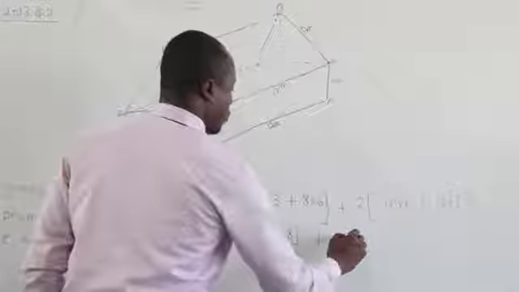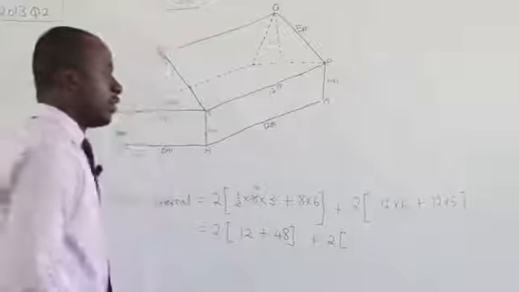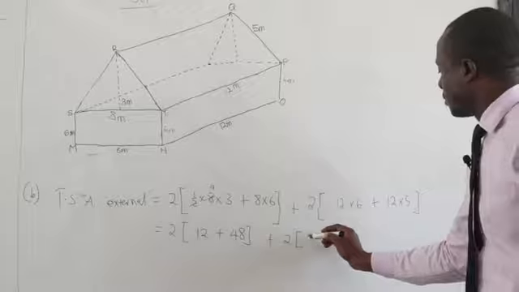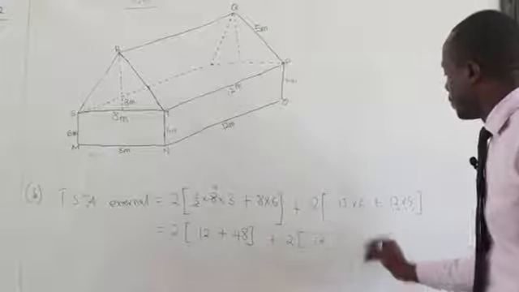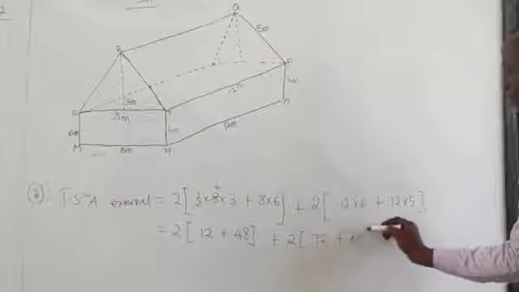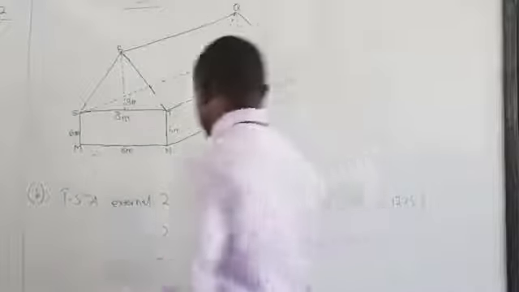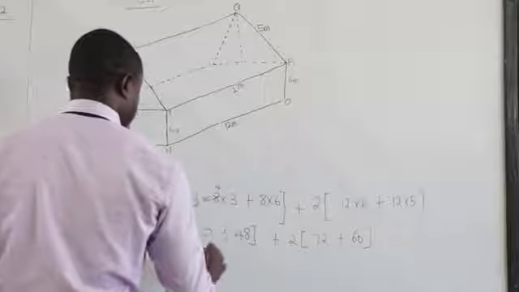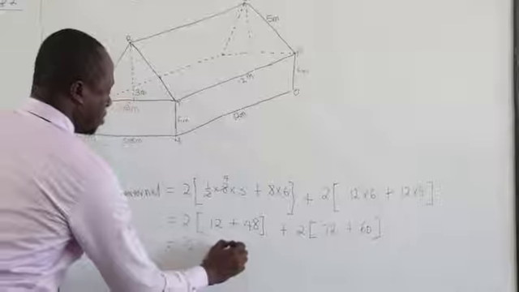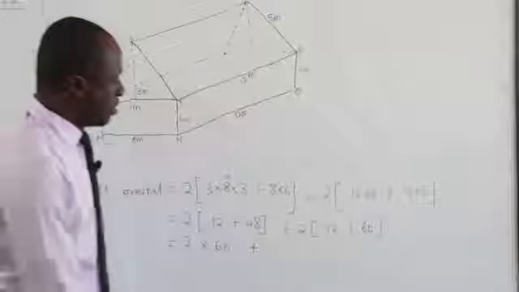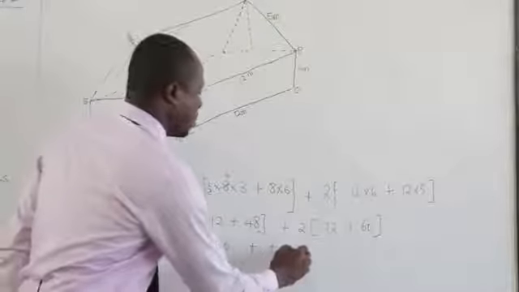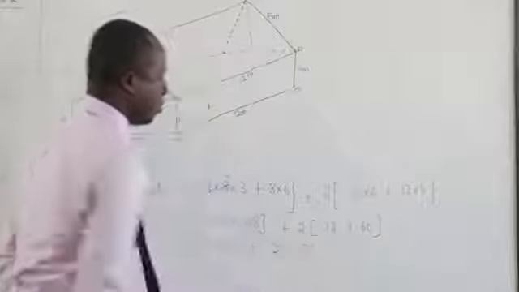Plus 2, bracket first. So let's deal with the bracket. Now, what is 12 times 6? That is 72. Plus, what is 12 times 5? This is 60. Now, bracket first. What is 12 plus 48? This is giving us 60. Now, what is 72 plus 60? This is 132.